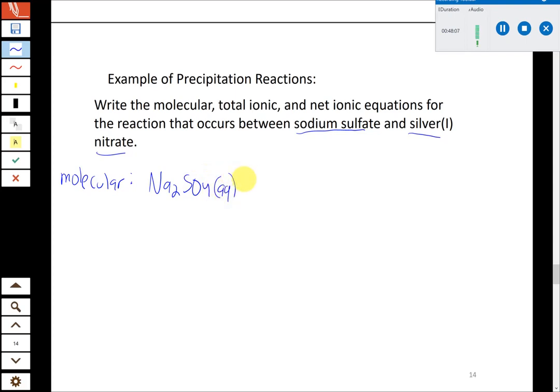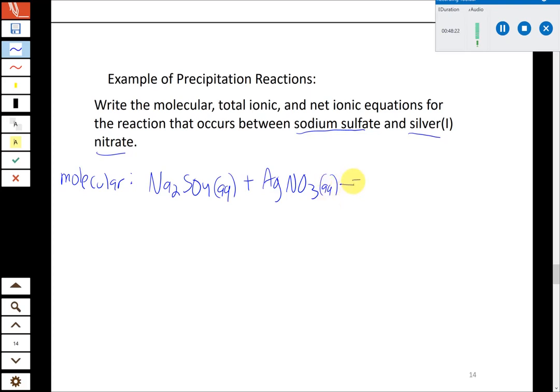So that's one reactant. The second reactant is silver 1 nitrate. So it's going to be AgNO3. Silver 1 means it's a +1 cation. Nitrate is a -1 anion, so we just need one of each in the formula.